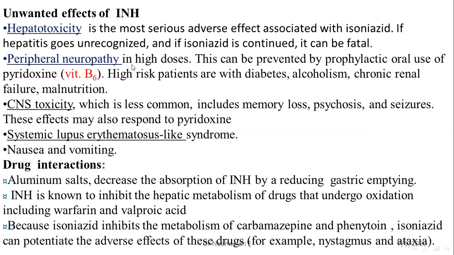Peripheral neuropathy occurs at high dose. This can be prevented by prophylactic oral use of pyridoxine, vitamin B6. High-risk patients are those with diabetes, alcoholism, chronic renal failure, and malnutrition. CNS toxicity, which is less common, includes memory loss, psychosis, and seizure. This effect may also respond to vitamin B6. Systemic lupus erythematosus-like syndrome may occur, but rarely, as well as nausea and vomiting.